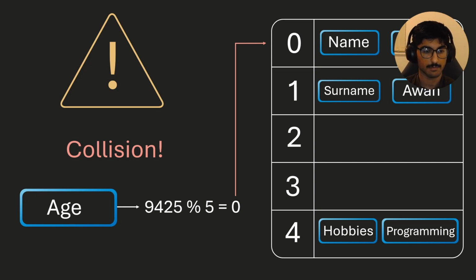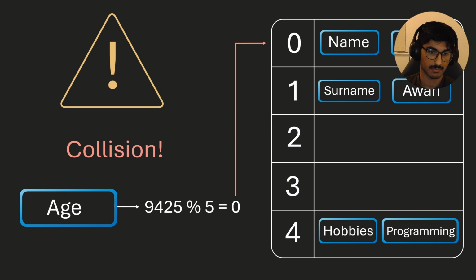collision. What's happening here is we've got a key called age we're trying to insert into the hash table, and it maps to the index of 0. However, the name key value pair is being stored there. So what's happening is we're trying to store multiple key value pairs in the same index, and this is known as a collision.